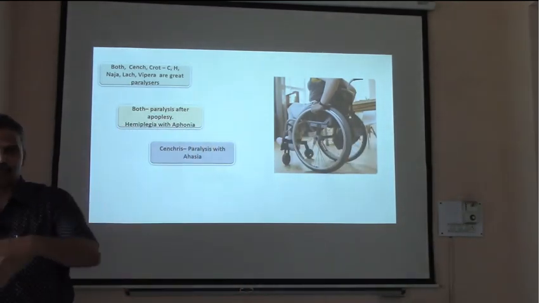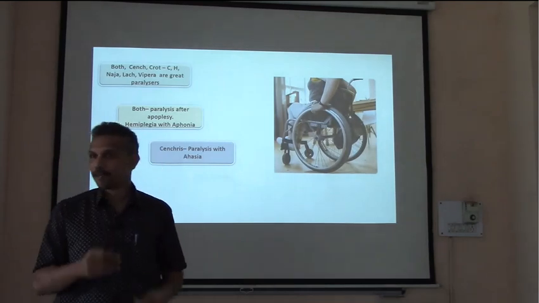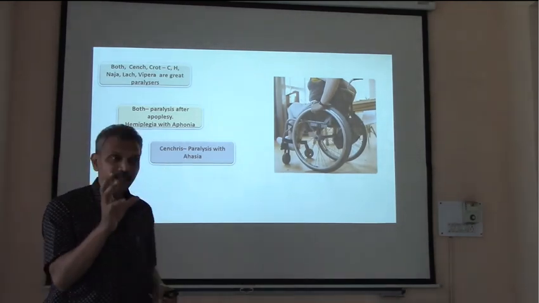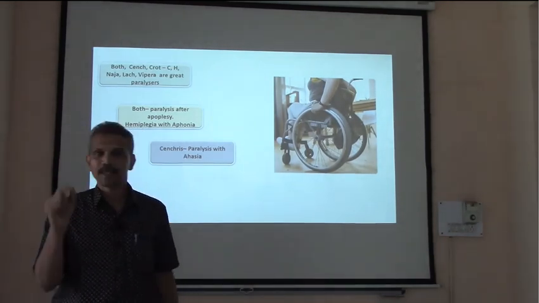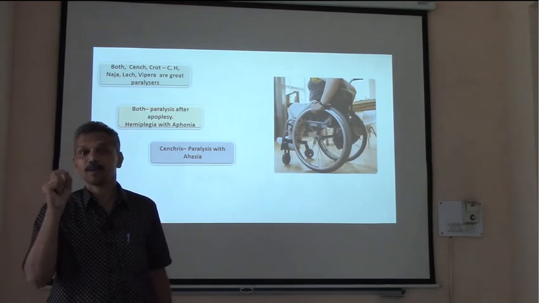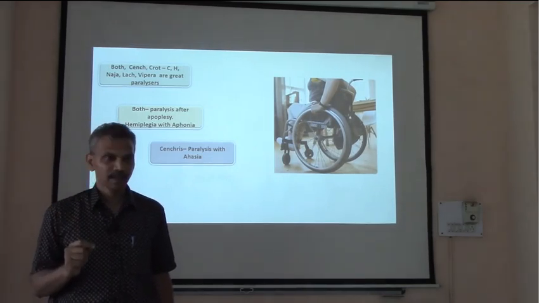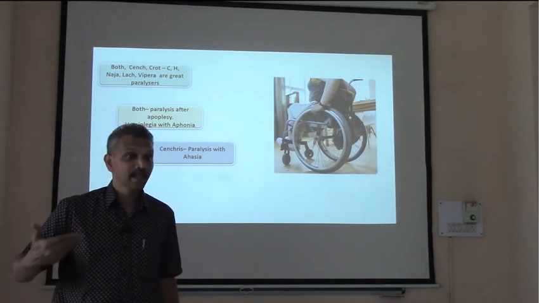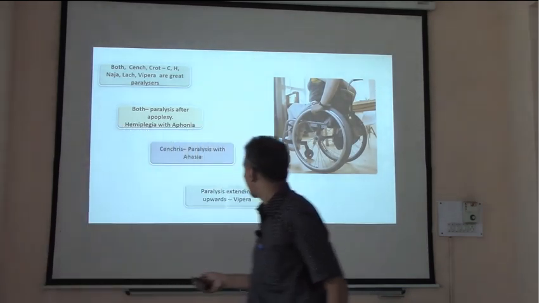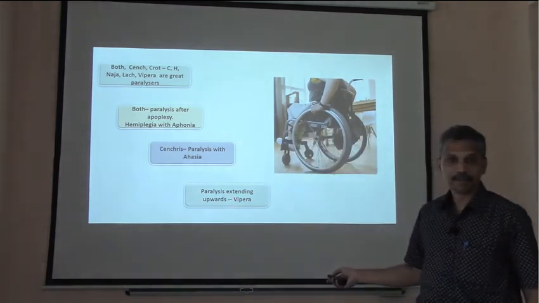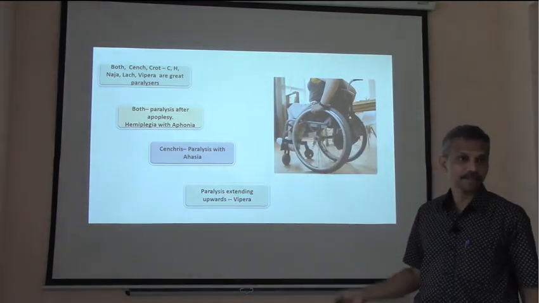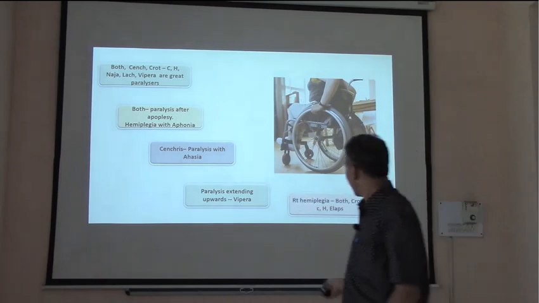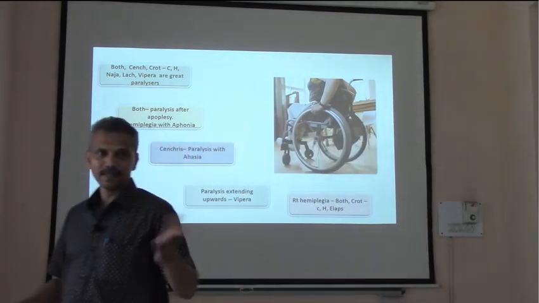Somebody, I don't know, it was Minu or somebody, you were talking of Vipera. So what is that paralysis you have in Vipera? There is something called GB syndrome, wherein you see paralysis going upwards, extending upwards. So GB syndrome, you have Vipera. Paralysis extending upwards.